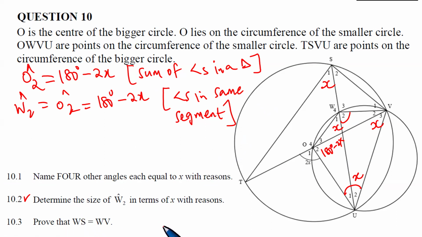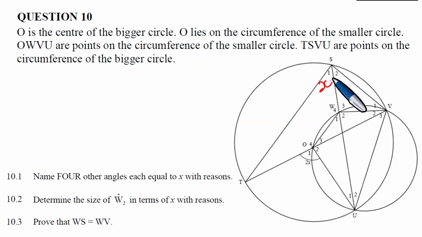The next question is as follows. We have S1 is X, W1 is X, V3 is X, and U1 and U2 are both X. The angle O2 is 180 degrees minus double X. So we have that S1 is X, W1 is X, V3 is X, the whole of U is X, and this one is 180 degrees minus 2X. Next, 10.3: prove that WS equals WV. Prove this.